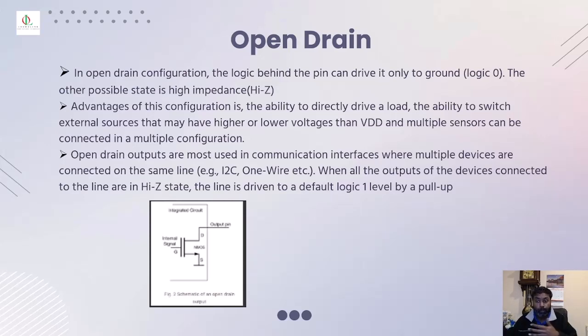When all the output devices connected to the line are in a high impedance state, then the line is driven to a default logic level by a pull-up. As I said earlier, high impedance state is when a device is fluctuating between 0 and 1, so it doesn't know which state it is in. And to pull up close to VDD, you need a pull-up resistor. So that's what is explained in this line.